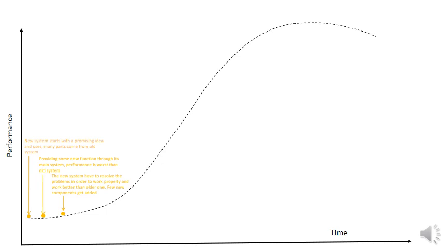Now, the new system has to resolve the problems in order to work properly and work better than the older one. This is where the complete system forms and conversion of the idea into a useful product is made. During this development process, a few new elements get added to the original idea which improve the delivery of the intended function. The idea is now ready to sell on the market. However, still significant improvement is needed.